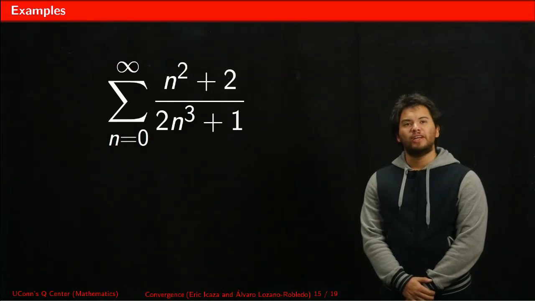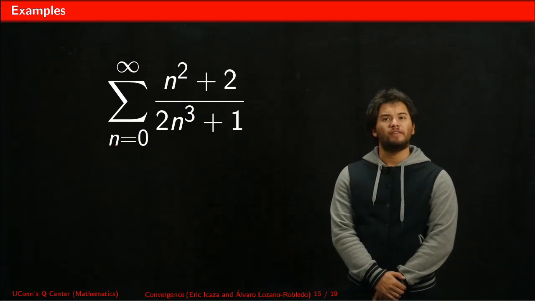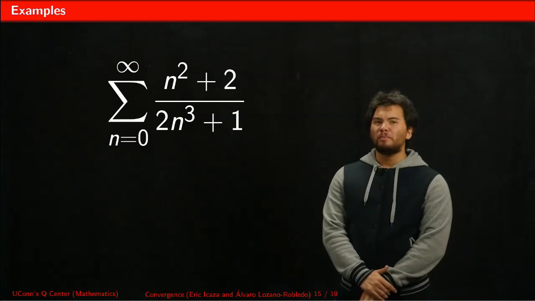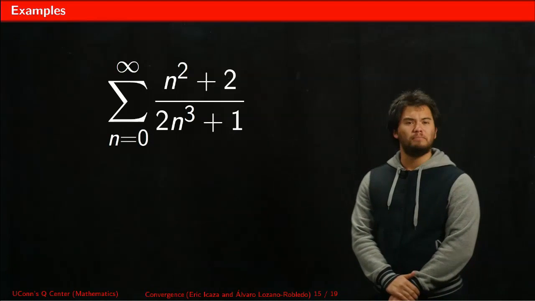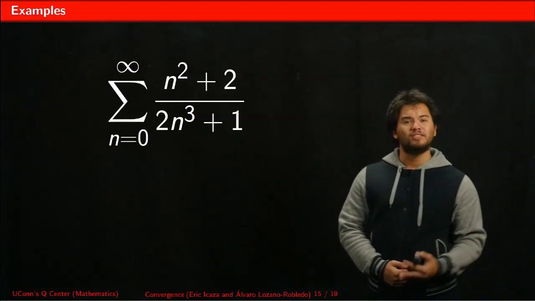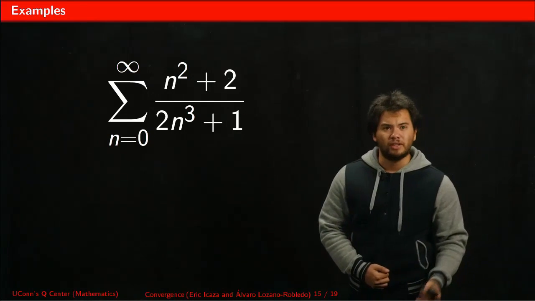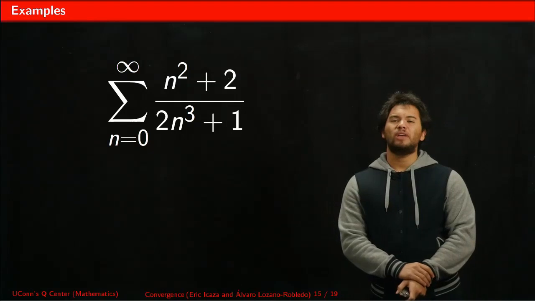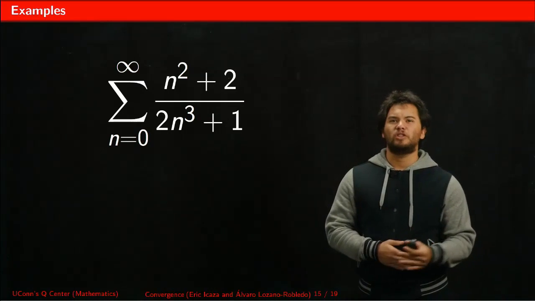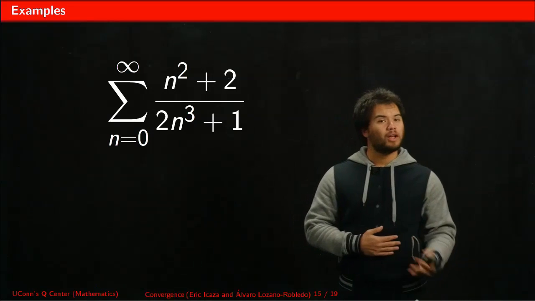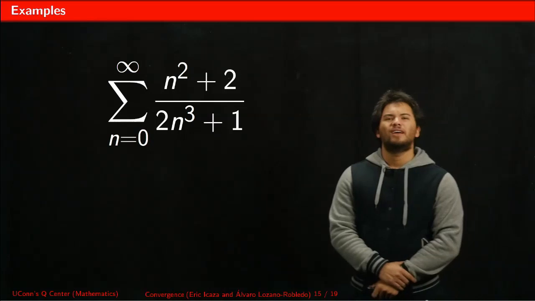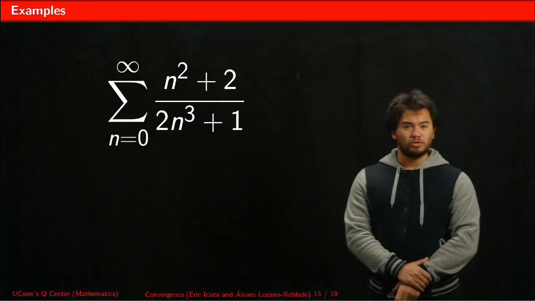Our next example is the sum from n equals 0 to infinity of n squared plus 2 divided by 2n cubed plus 1. Now, right off the bat, I can't see any test that will tell us immediately whether this converges or diverges. We can try the divergence test, but that goes to 0, so it doesn't say anything conclusively. Instead, I notice that we have n squared plus 2 divided by 2n cubed plus 1. As n gets really large, the plus 2 and the plus 1 term don't really play a role. So this is very similar to n squared divided by 2n cubed. Now, that makes me think we should use a comparison test.